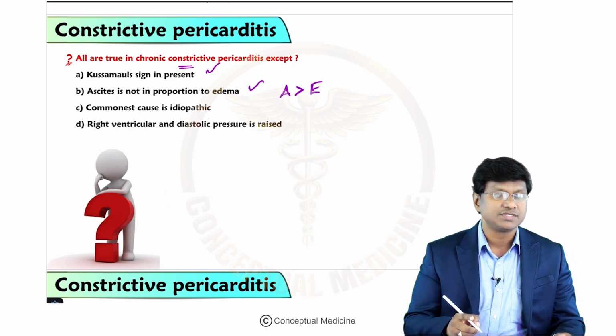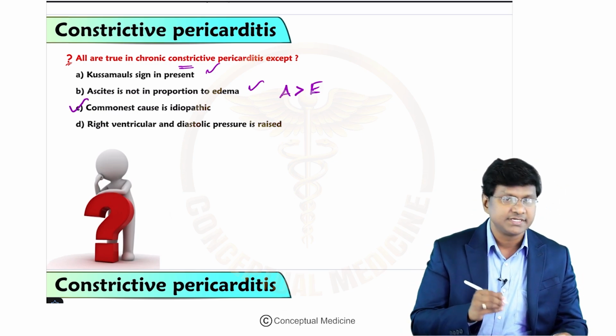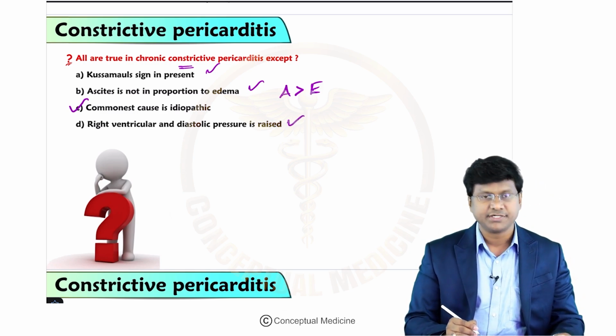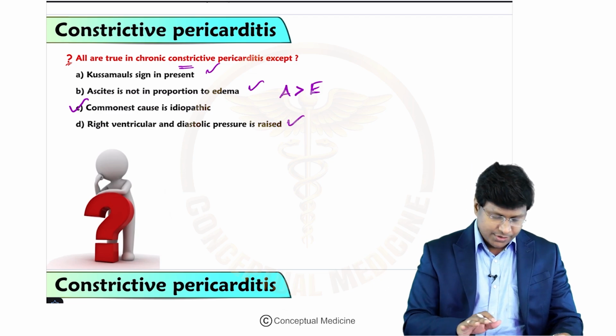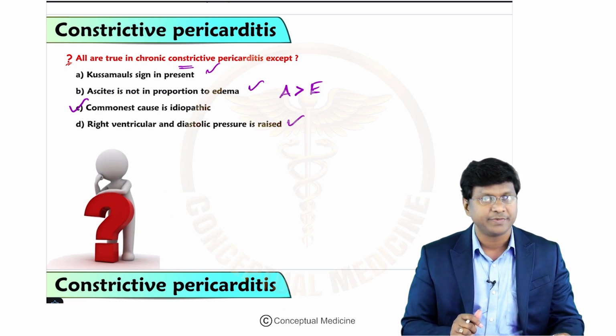But commonest cause being idiopathic is an incorrect statement. The commonest cause we have discussed to be tuberculosis, and right ventricular end diastolic pressure is raised, that is a true statement. So that is about the features of constrictive pericarditis.